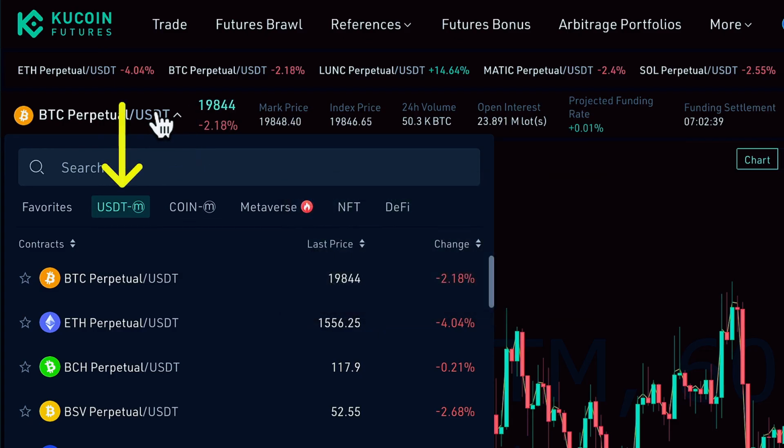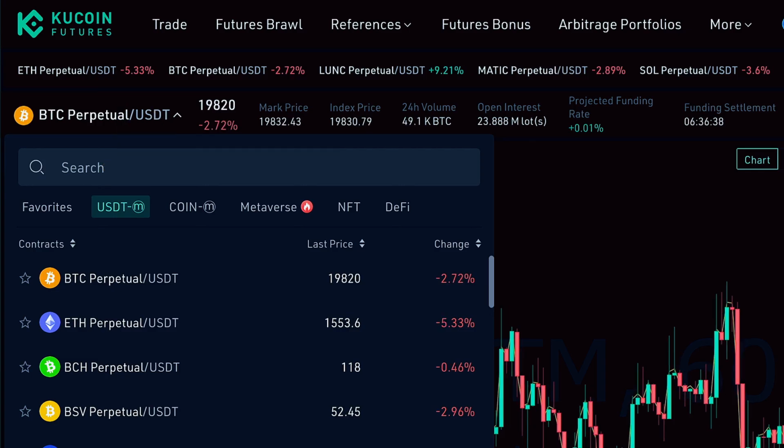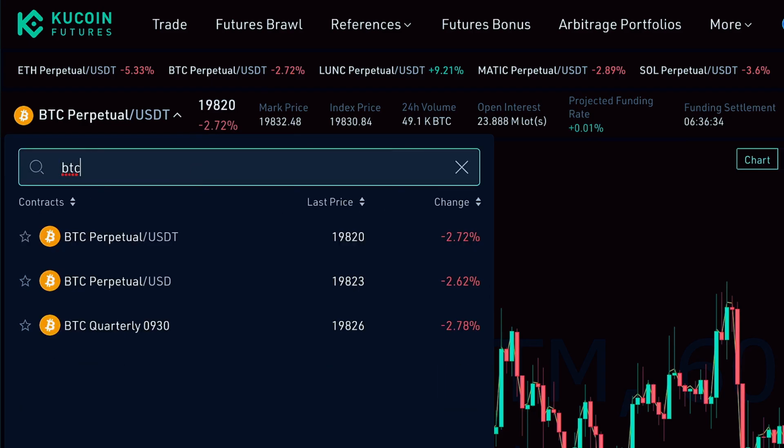Most people trade USDT-M futures because it does make sense to use a stablecoin as margin rather than an asset like Bitcoin or Ethereum, which fluctuates in price a lot. Also, there's a lot more contracts to choose from in the USDT-M futures market. So let's look for a Bitcoin futures contract by typing in BTC. Here we can see that we have 2 perpetual futures contracts and 1 quarterly futures contract.